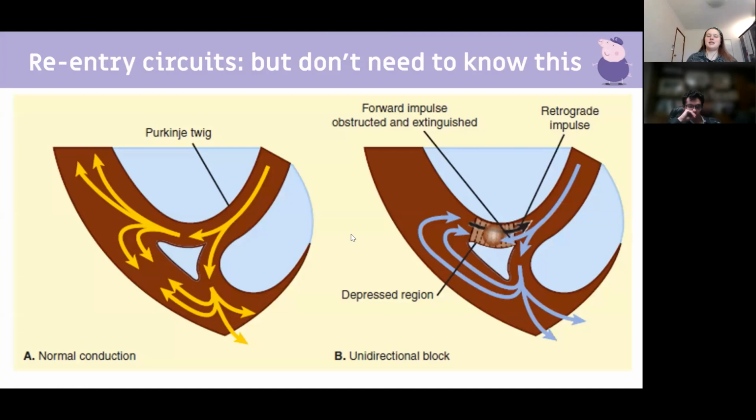This is an example of a re-entry circuit. On the left is a normal conduction. It goes from the Purkinje and then down to the left and down to the right. Then for whatever reason, some kind of block has happened, or a region where it's not reaching, so it starts conducting the other way. You don't really need to know this, but since I had it on the slides, I thought I'd put it up here just to explain it's to do with the pathways.